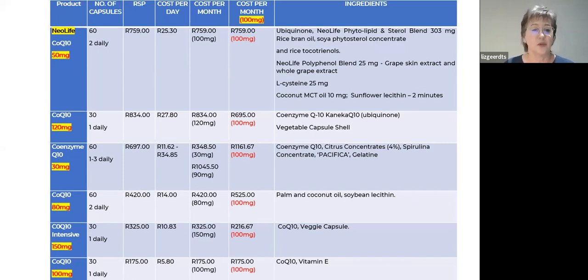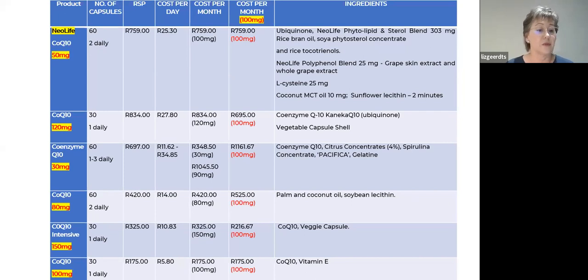So that is what you're paying for. So further down here, I think it's fairly self-explanatory. As you can see, the information gets pretty scant, and the price does go down. And I suppose I should say you get what you pay for, really. The two bottom ones, the CoQ10 Intensive, these are both South African products.